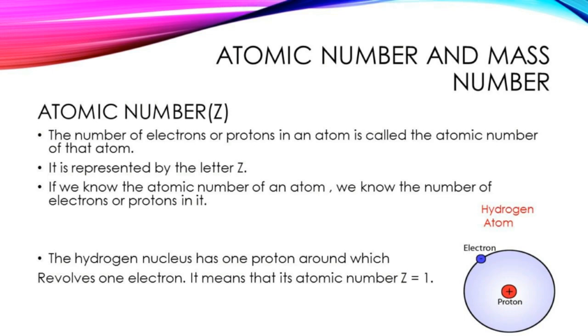It is represented by the letter Z. If we know the atomic number of an atom, we know the number of electrons or protons in it. For example, the hydrogen nucleus has one proton around which revolves one electron. It means that its atomic number Z is equal to 1. So in a hydrogen atom, there is one proton and one electron, so its atomic number is 1.